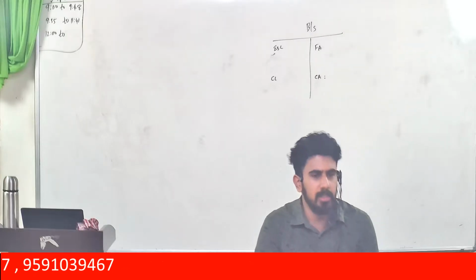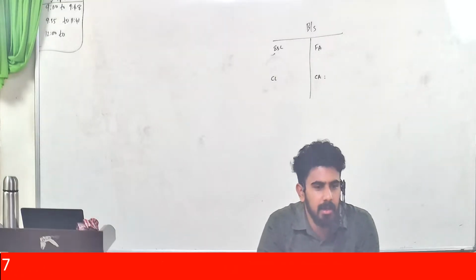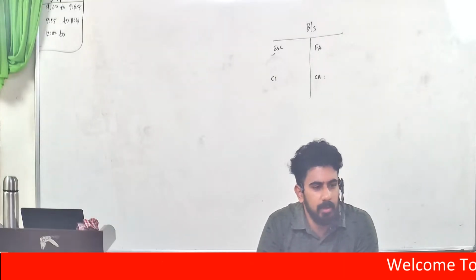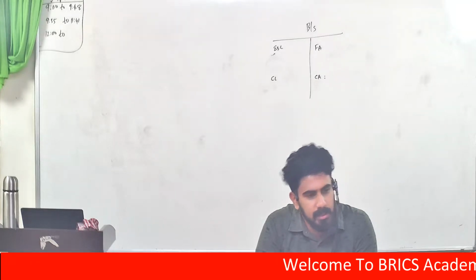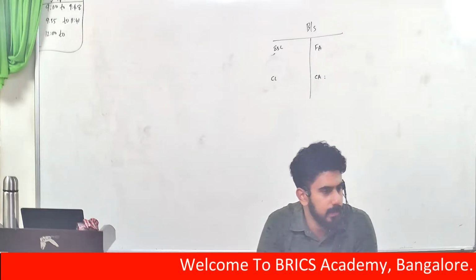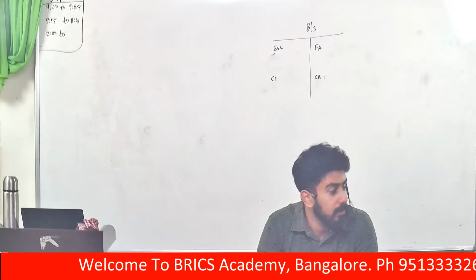Guys, I'll give you a hint. You have current ratio. You have net working capital. From that, you will get a relation between current asset and current liability in both. Substitute one in the other. You will find it.